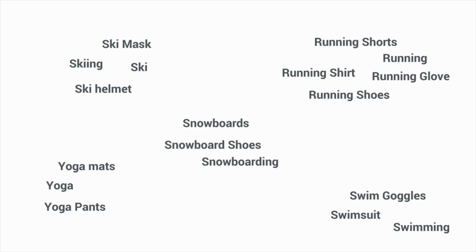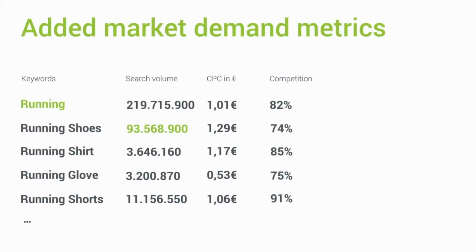But you not only cluster it from a word perspective, you also add market demand metrics to it. This is very easy because it's what you're looking at anyway. You look at the specific keyword, the search volume, the CPC, and maybe the competition. But what we do here is cluster it so that the search volume is based on all the sub keywords which are part of this cluster. Same with the CPC: it's the average of all the keywords within this cluster.